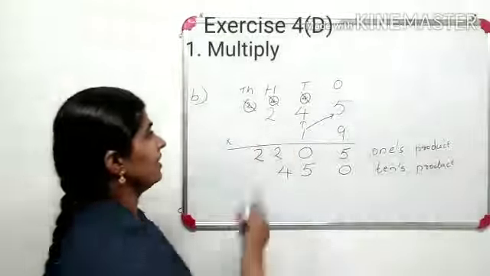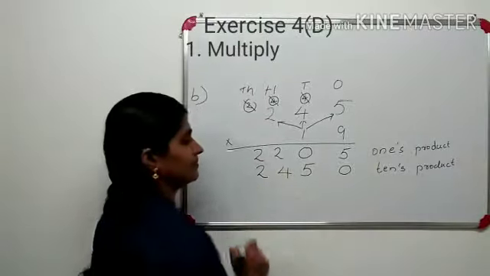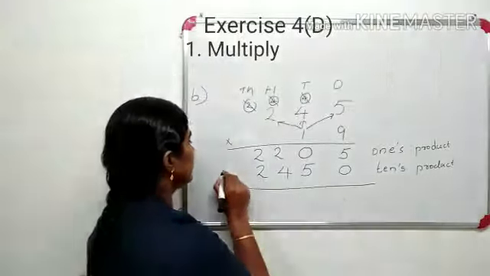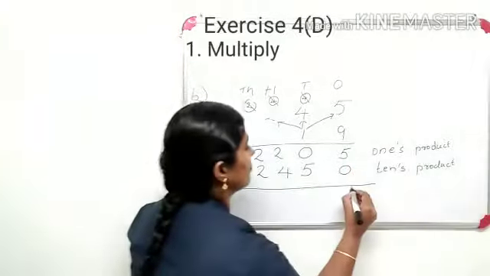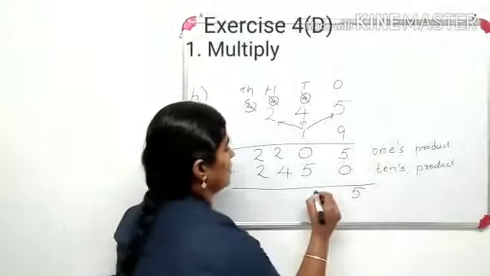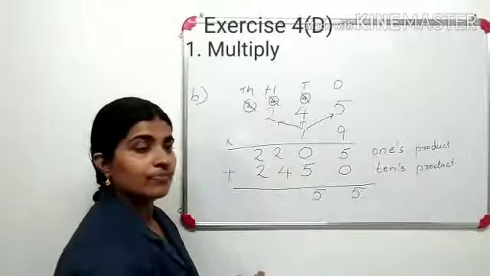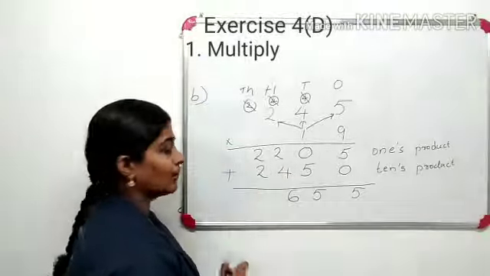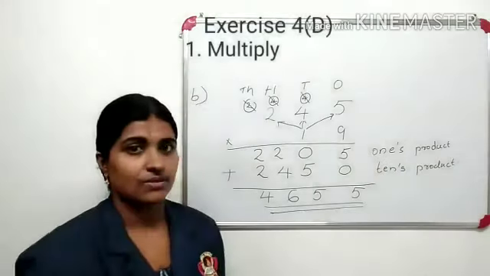Then 2 ones are 2. Then you need to add these ones product and tens product. 5 plus 0 is 5. 0 plus 5 is 5. 2 plus 4 is 6. 2 plus 2 is 4. So 4655 is our answer.